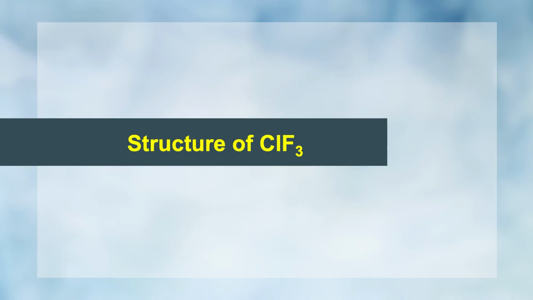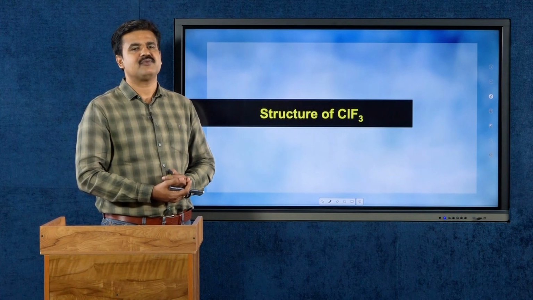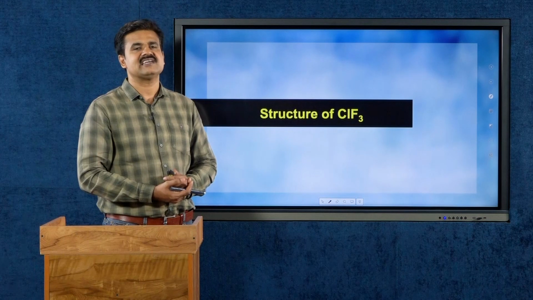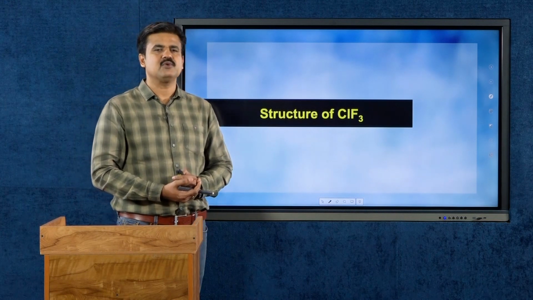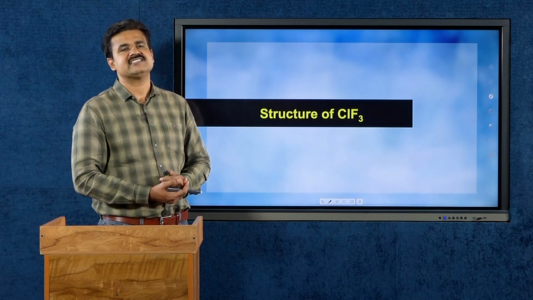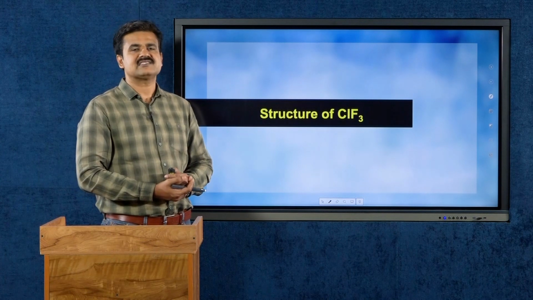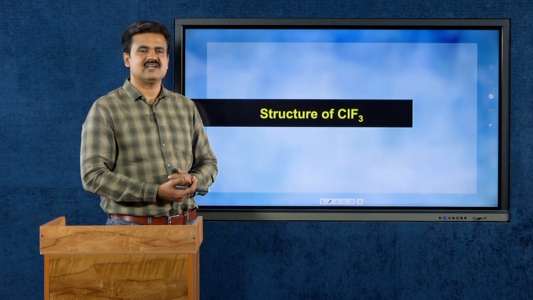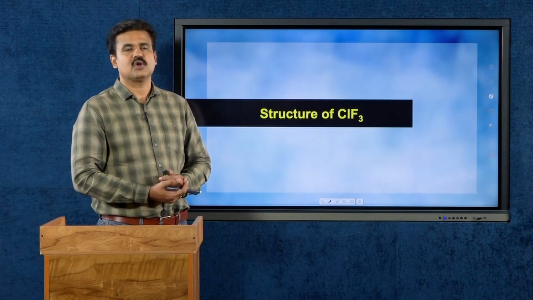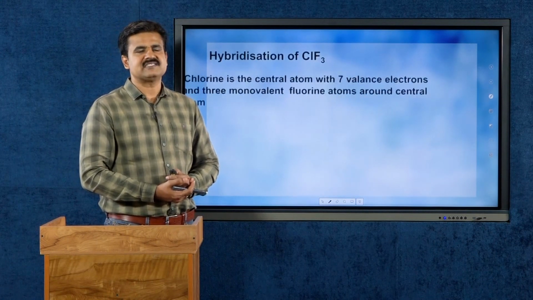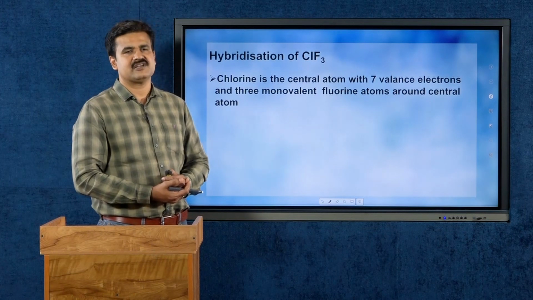Now we are discussing the structure of ClF3. This is another type of interhalogen which belongs to the category AX3. It is a representative example of AX3 type interhalogen. In the ClF3 molecule, chlorine, being the bigger atom, is taken as the central atom, and you can see 3 surrounding fluorine atoms here in ClF3. We are now moving into structural details of chlorine trifluoride, in which we first find out the hybridization.